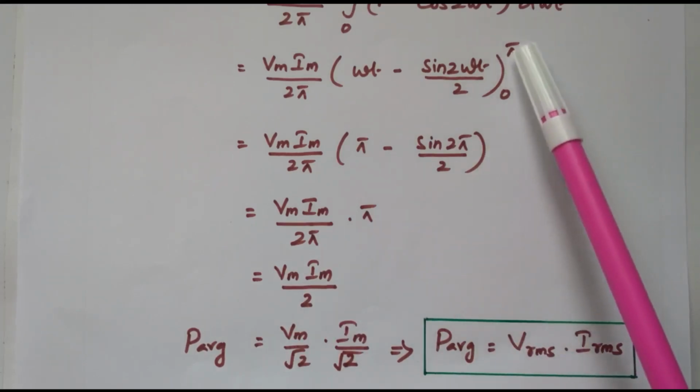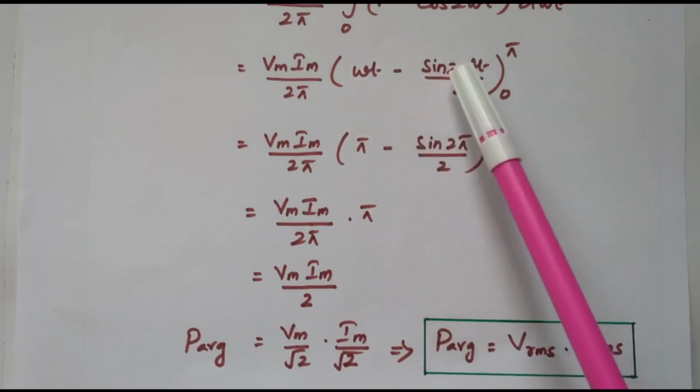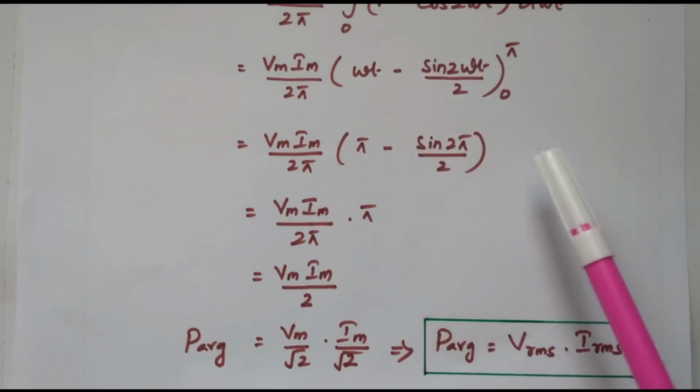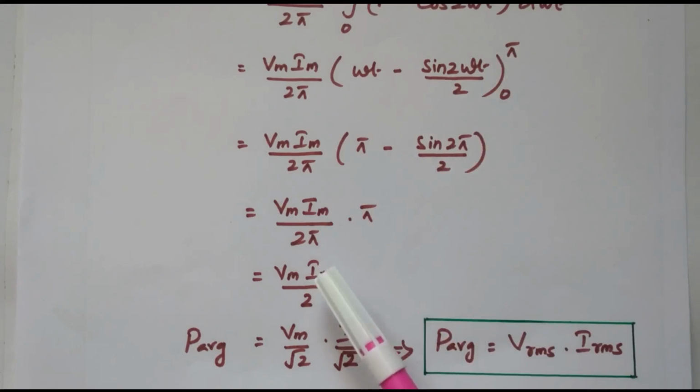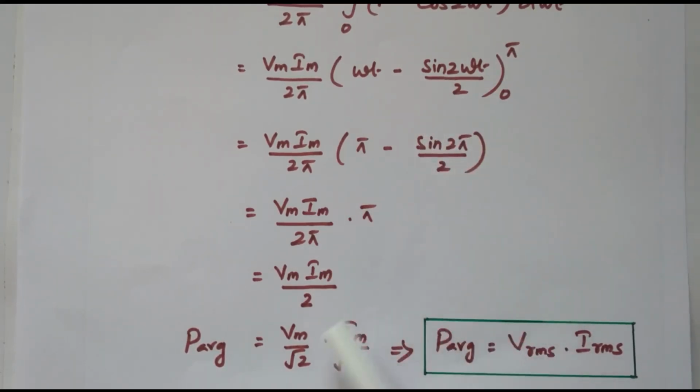In the lower limit, only the upper limit is substituted, since the lower limit is 0. So this value becomes 0, and sin 0 is also 0, so that is not written. Only the upper limit is substituted. Again in the upper limit, this value is also 0, since sin 2 pi is 0.